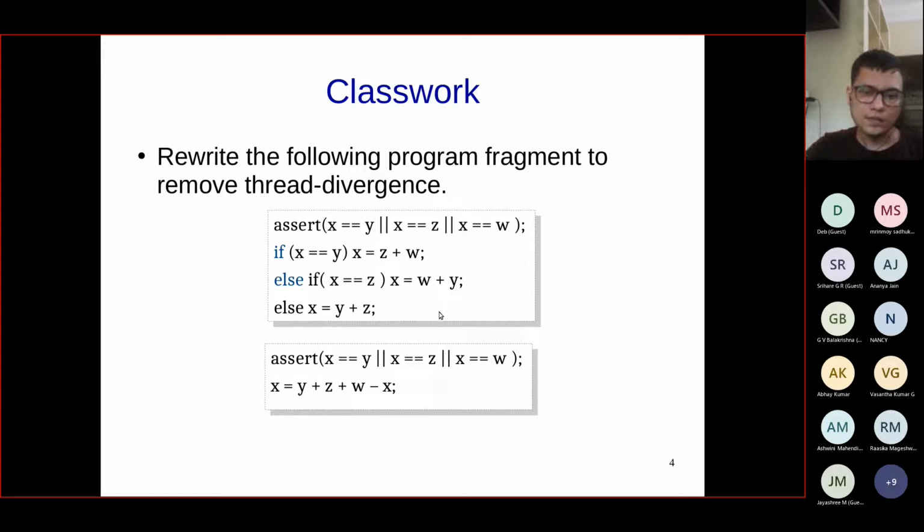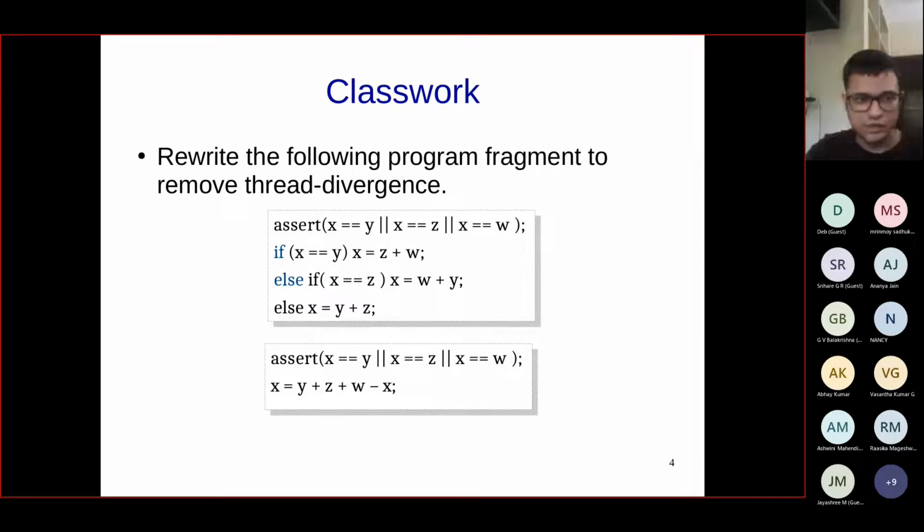And in the third case, when x equals w, this w and x will cancel out, and the RHS would evaluate to y plus z, which is what we want when we fall in that else part, which is x equals w. So this one will exactly serve our purpose, because it is similar to this entire if else clause. Okay, I guess everyone got this point.